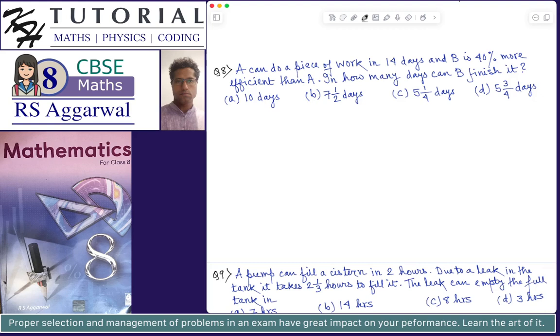Okay. So we are given that A can do a piece of work in 14 days, and indirectly it is given that B is 40% more efficient than A. Now it is very critical and important to understand what it means by the fact that B is 40% more efficient than A. Now what is the meaning of efficient? Efficiency you can consider in the context of men and work.